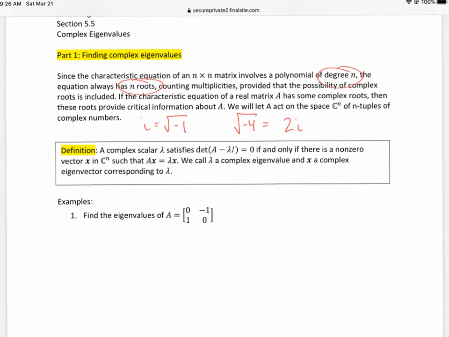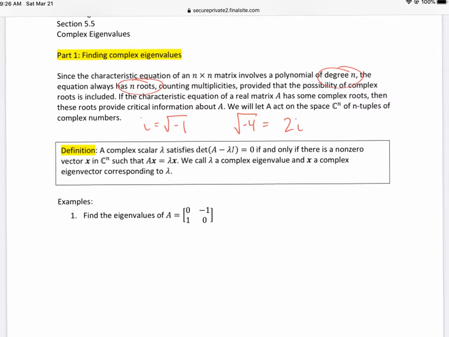So this first worksheet is all about finding the imaginary or the complex eigenvalues and eigenvectors, and then the other video for 5-5 deals with what their application is going to be. So first of all, we are going to just walk through a couple problems together. We're going to first find the eigenvalues of this pretty nice matrix.